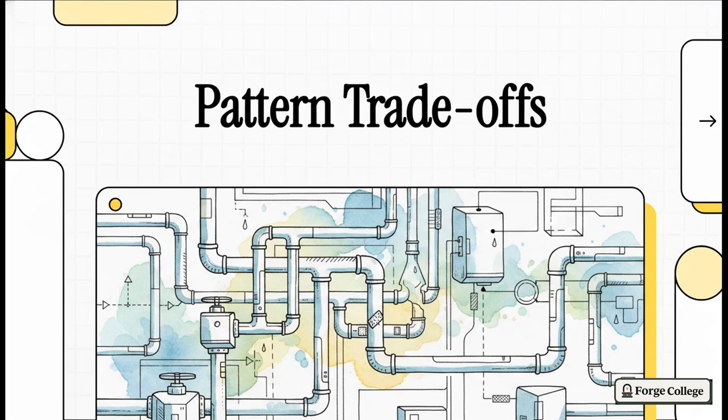Welcome to this explainer from Forge College. Today we're diving into pattern trade-offs and architectural decision-making.